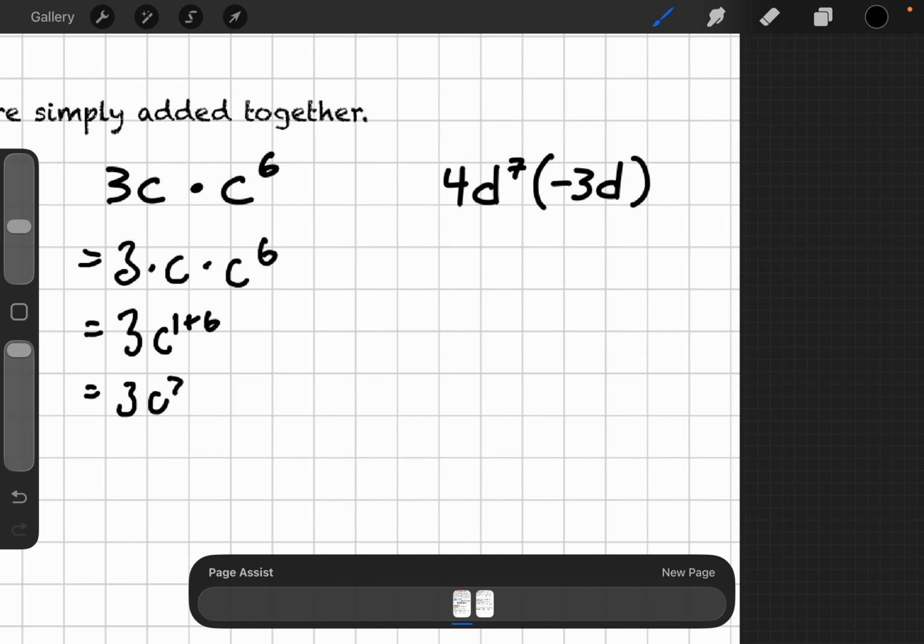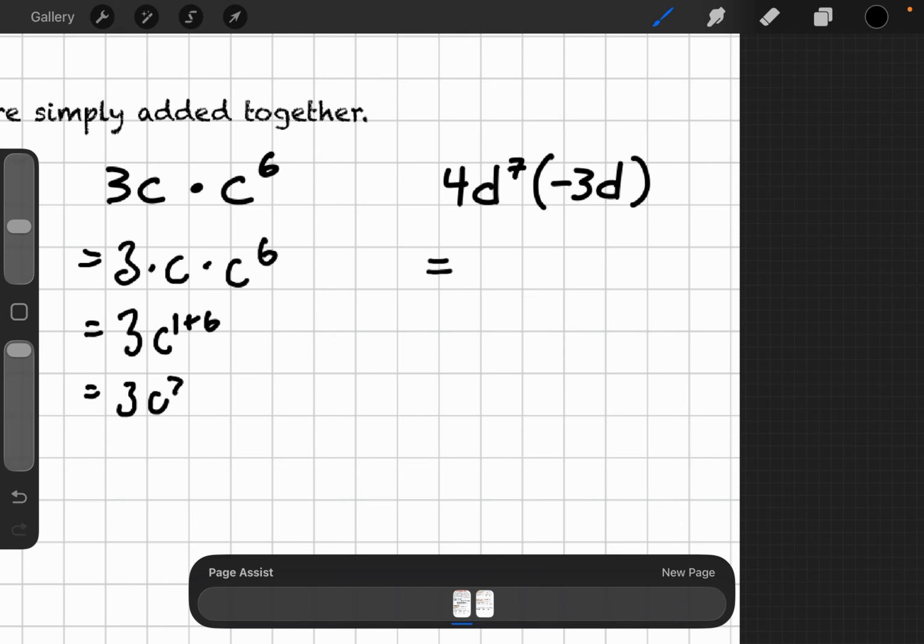And the last one. See if you can do this. Pause the video and see if you can do this using the product law. If you have finished, let's check your answer now.